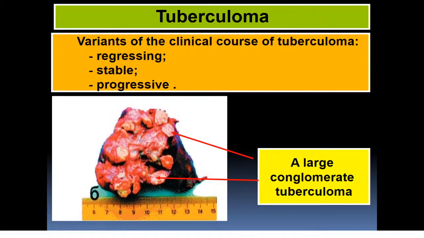And in the regressing variant, the clinical picture is satisfactory. Clinical symptoms are absent. In the stable variant of clinical duration, clinical symptoms can be absent also, and the size of tuberculomas is not changing. And in progressive duration, clinical symptoms are present, and tuberculoma increases in size.